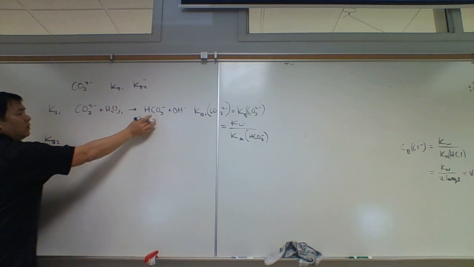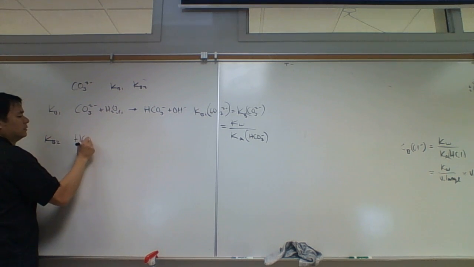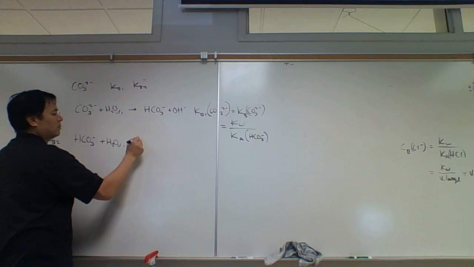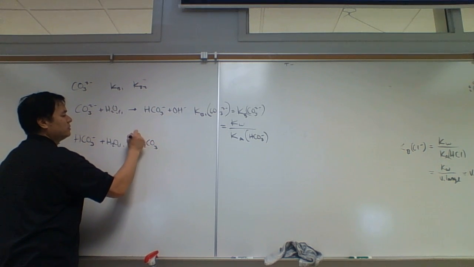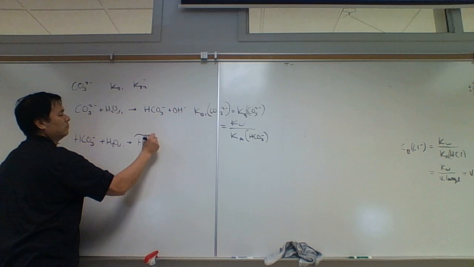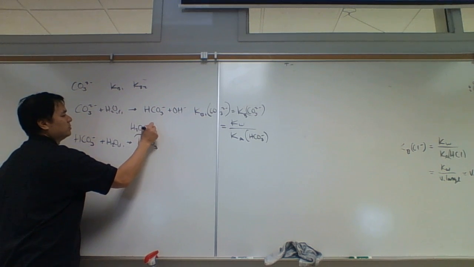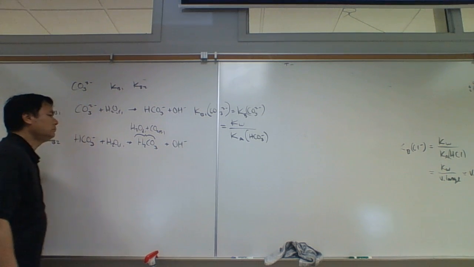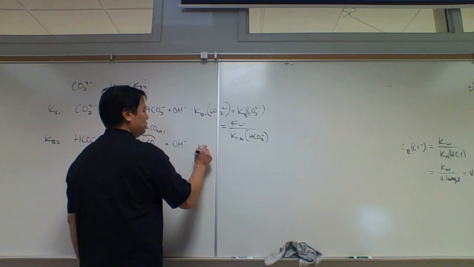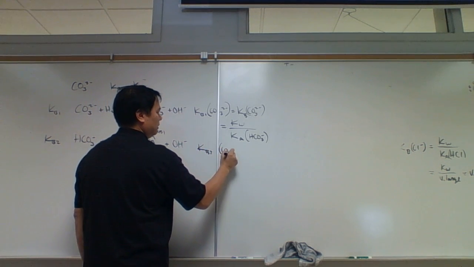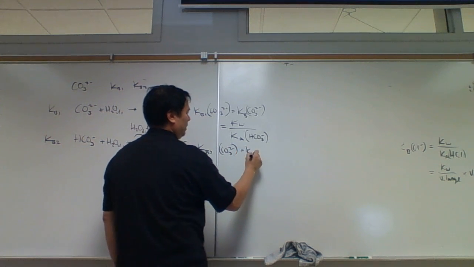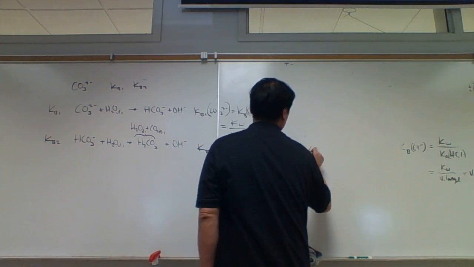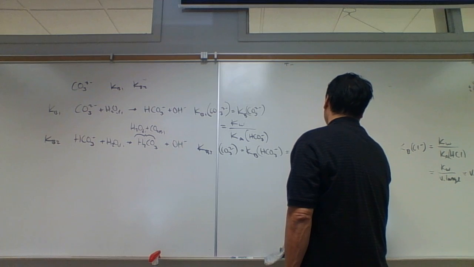Kb2 is that the bicarbonate is also a base. Bicarbonate plus H2O liquid yields carbonic acid, H2CO3. H2CO3 will decompose into H2O liquid plus CO2 gas and hydroxide. And so this is Kb2 for carbonate, which is equal to Kb for bicarbonate, which is equal to Kw divided by Ka for carbonic acid.